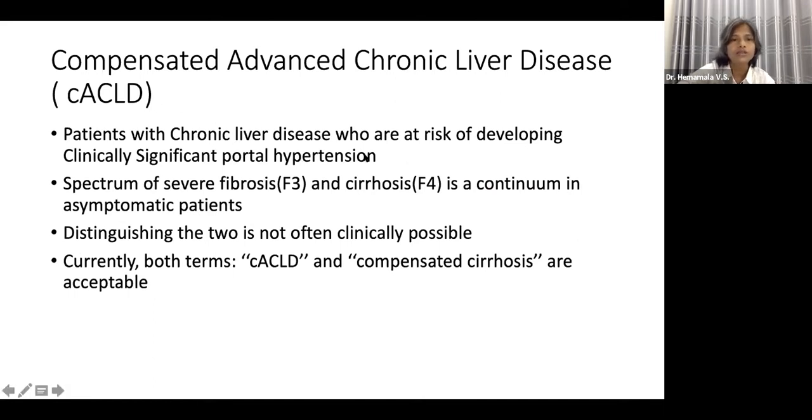This group comprises patients with chronic liver disease who are at risk of developing clinically significant portal hypertension. This involves both F3 and F4, that means severe fibrosis and cirrhosis, because they are a continuum. Both are asymptomatic, and clinically it is not possible to differentiate them. So currently we use these terms interchangeably: compensated cirrhosis and compensated advanced chronic liver disease.